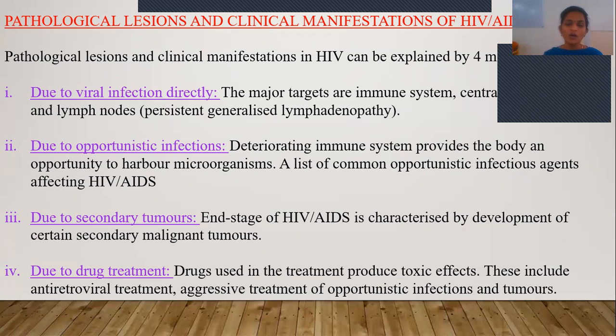On using large doses of those antibiotics, they also cause certain drug toxicity. And also the secondary malignant tumors which are formed also cause lesions. So these are the four different mechanisms of how pathological lesions are formed.